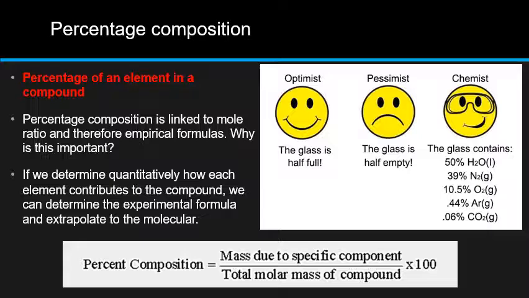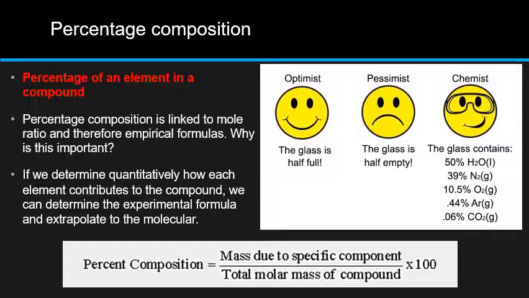If we determine quantitatively, that's by numbers, how each element contributes to a compound, we can determine the experimental formula, therefore the empirical formula, and thereafter we can determine the molecular. So you see, this is important. Everything is linked here. At the bottom of the slide, you will see that there is an actual formula on how you can calculate this, and it's relatively simple. I don't think any of you will struggle with this at all.